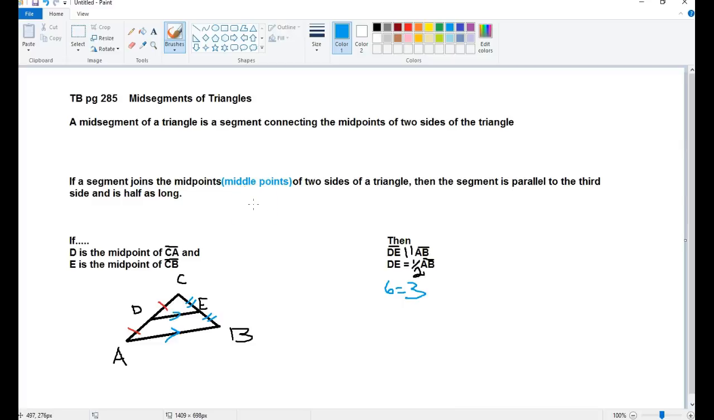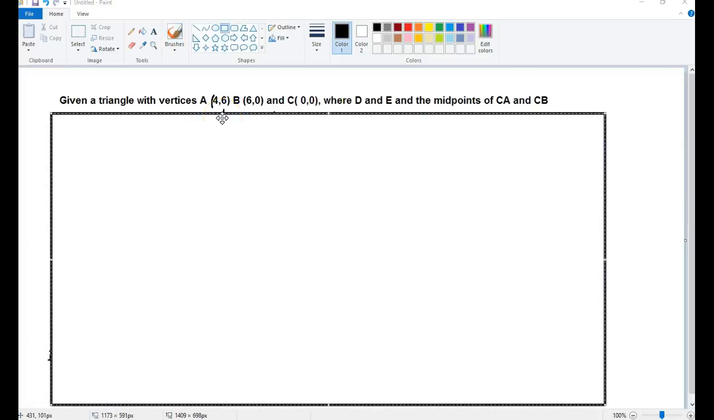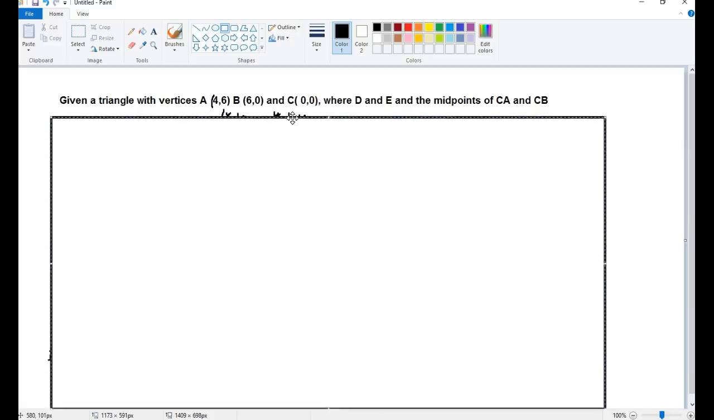And what we're going to do next is go through why this works. Not an actual proof, just why this would work. Our example here says, given a triangle with vertices A being (4, 6), B being (6, 0), and C being at the origin, where D and E are the midpoints of CA and CB respectively, show how this would work. I didn't draw it, but we're just going to use straight numbers for this.